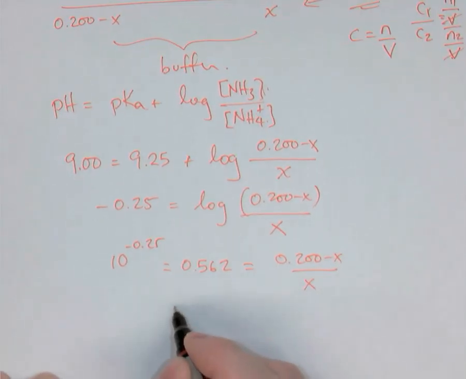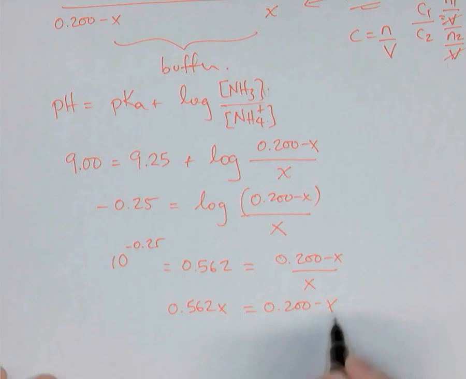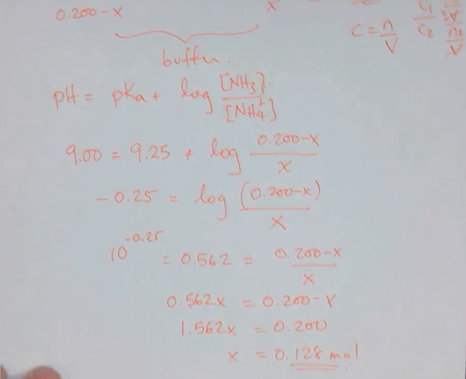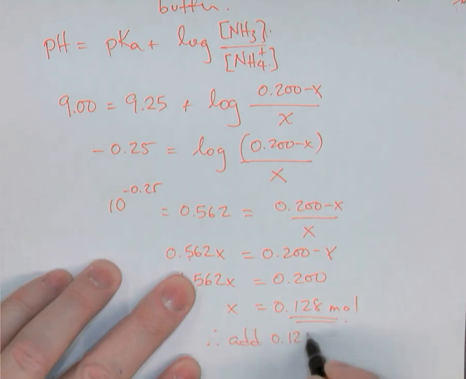Solving this little equation, we get 0.562 X equals 0.2 minus X. And so 0.562 plus 1, we get 1.562 X is 0.2. And so X is 0.2 divided by 1.562, 0.128 moles. And there's the answer to our question. So we need to add 0.128 moles of HCl to the ammonia.